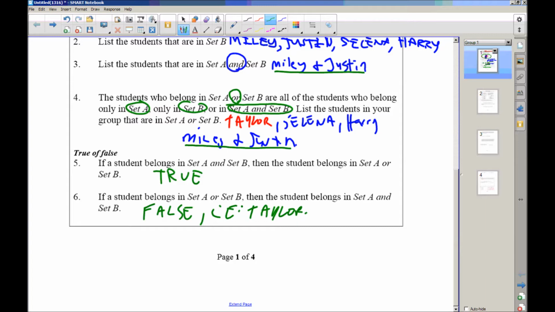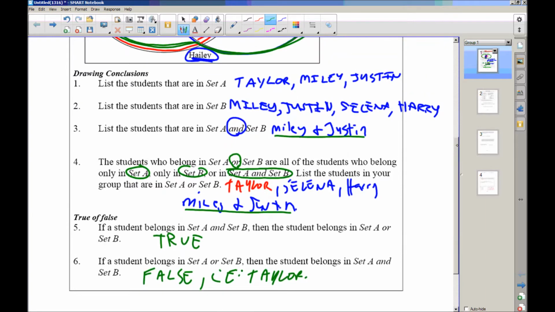But if you're really confused later on about the and or and why there's a difference, you need to come back and look at this page and look at number 3 and 4 and see if you can figure out what the difference between an and or statement is.